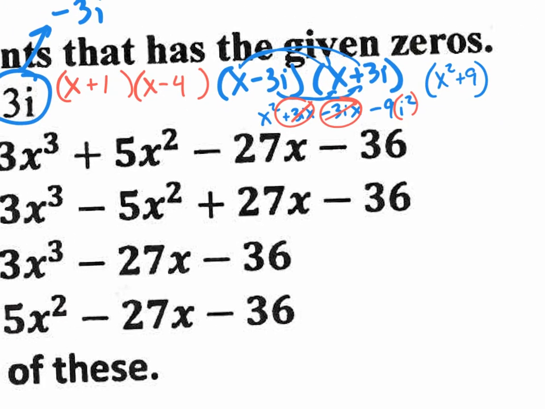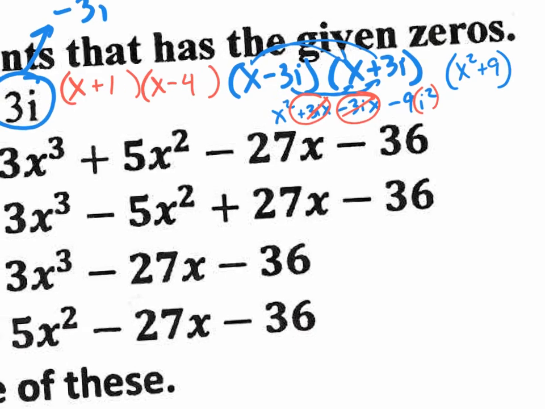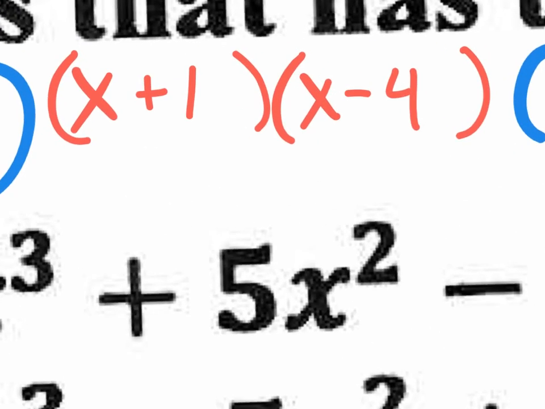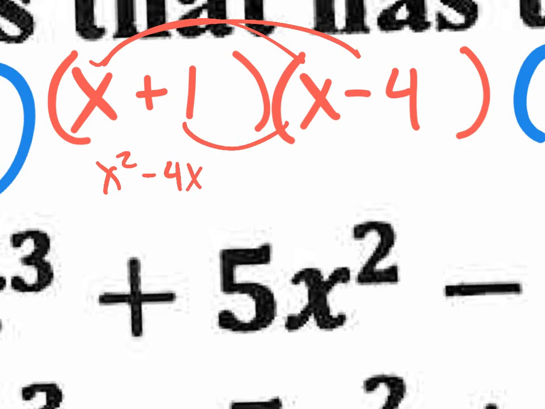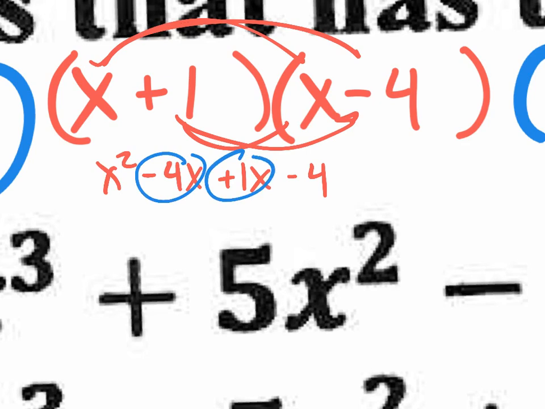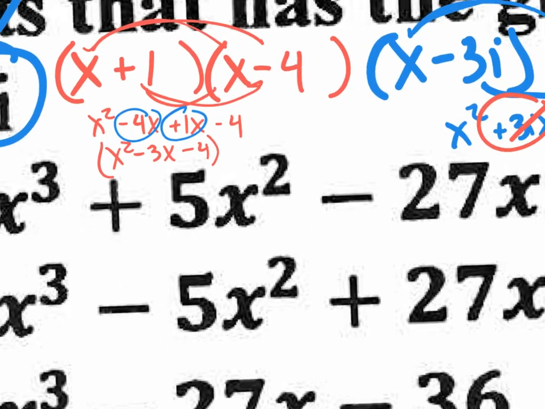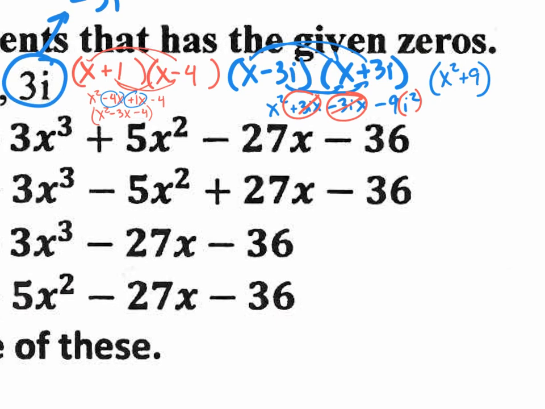Now we still need to multiply that x squared plus 9 with the x minus 4 and the x plus 1. Or we could multiply these guys first. Let's multiply those guys first. Let's see what happens. X times x, x squared. X times -4, -4x. 1 times x, 1x. 1 times -4 is -4. Combine the middle terms. You will get x squared minus 3x minus 4. This is a quadratic trinomial that we still need to multiply by the blue binomial that we got over here, x squared plus 9. So let me rewrite this thing.